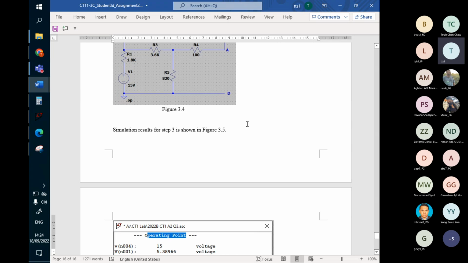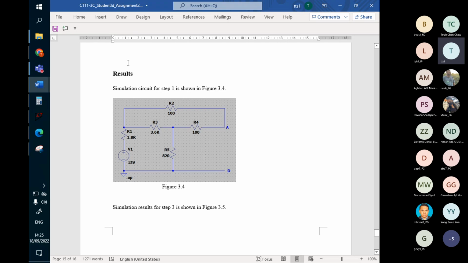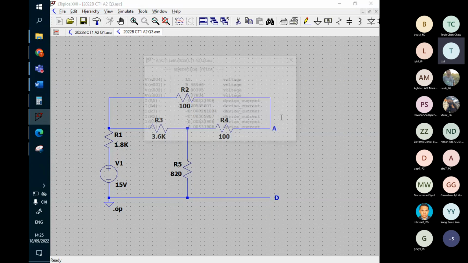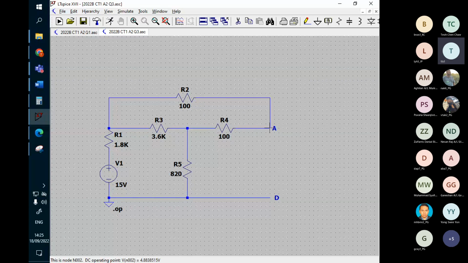Now we need to worry about how to print out the V out at the terminal A and D. I think you know how to do it, right? So first, the simulation is already running. What we need to do is point the mouse at this node and then click. So it shows 4.88. Is it correct or not? Let me double check. 4.88, is it the correct number?